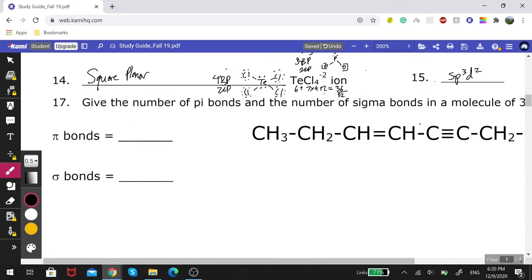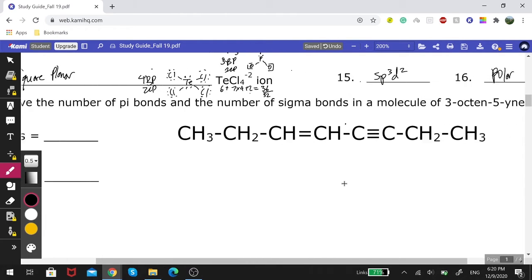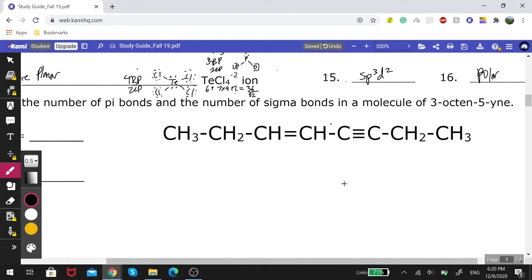Okay, so next we have to find pi and sigma bonds. Alright, so pi bonds only occur in type 2 and type 3 bonds, while sigma bonds are in everything. So that's good to know information. Let's start going. Sigma bonds.